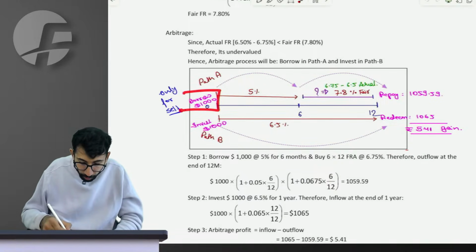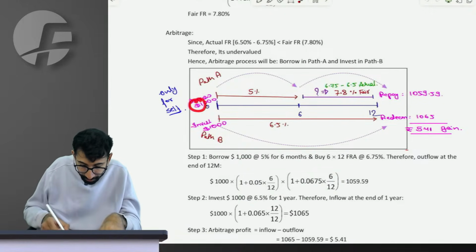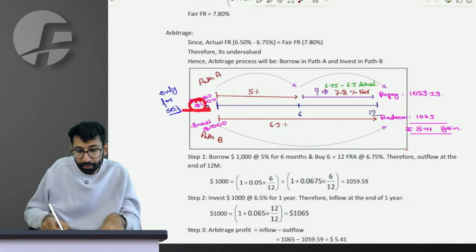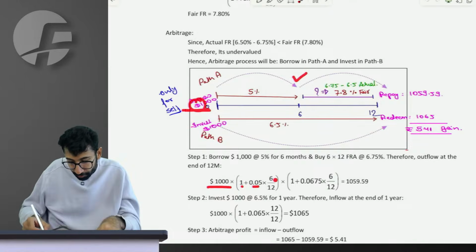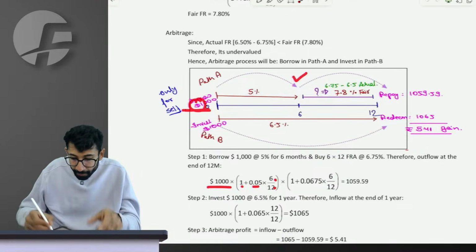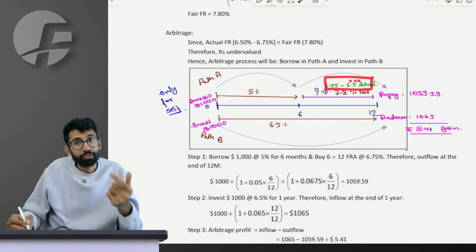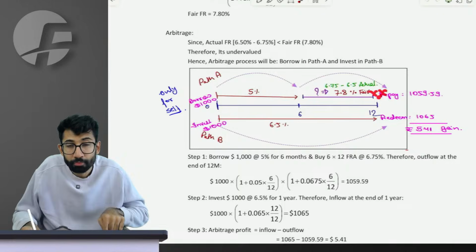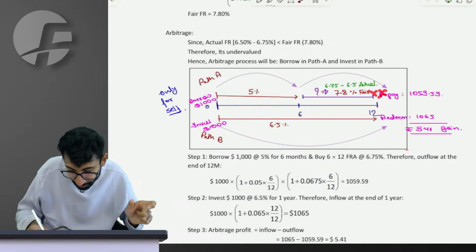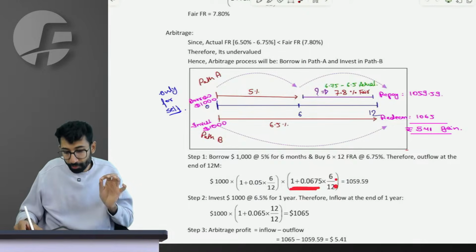Apply common sense when you borrow $1,000 here. Sir, why dollars? Because USD FRA applicable to USD currency. Sir, when you borrow $1,000 here, it becomes 1.025 here. So 1000 into 1 plus 0.05 into 6 by 12 plus 1 plus. Sir, what is the rate at which we will be able to actually borrow under FRA? Is it the fair rate? No. Fair is only in our notebook. The actual borrowing rate in the market is 6.75%. So 1 plus 6.75% into 6 by 12.